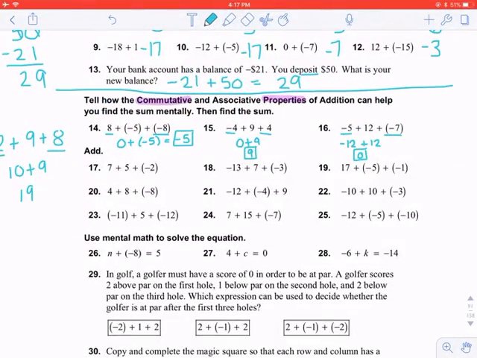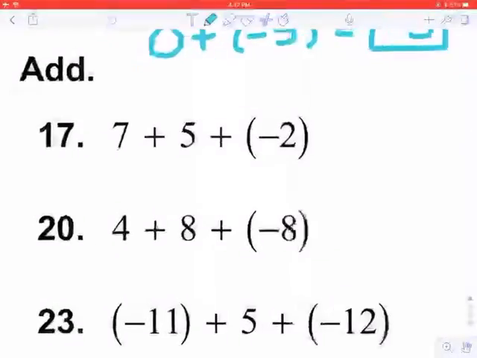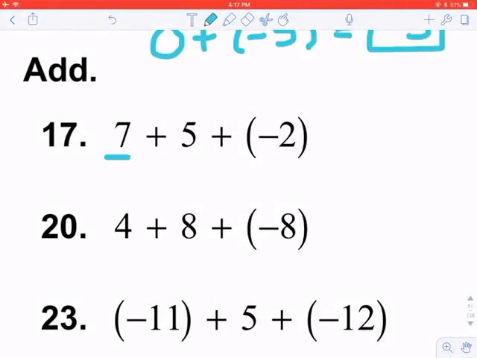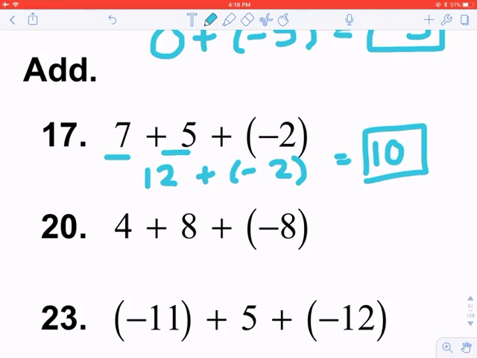Let's look at the next section. What I would do on 17 is the same strategy. I would start with adding the numbers that have the same sign. 7 plus 5 is 12. Then I have 12 and -2 left. Now I would use my rules for different signs. For different signs, you subtract the numbers. So 12 minus 2 is 10, and then you keep the sign of the bigger number. 12 is bigger than 2, so I keep the answer positive. 10 would be the answer there.